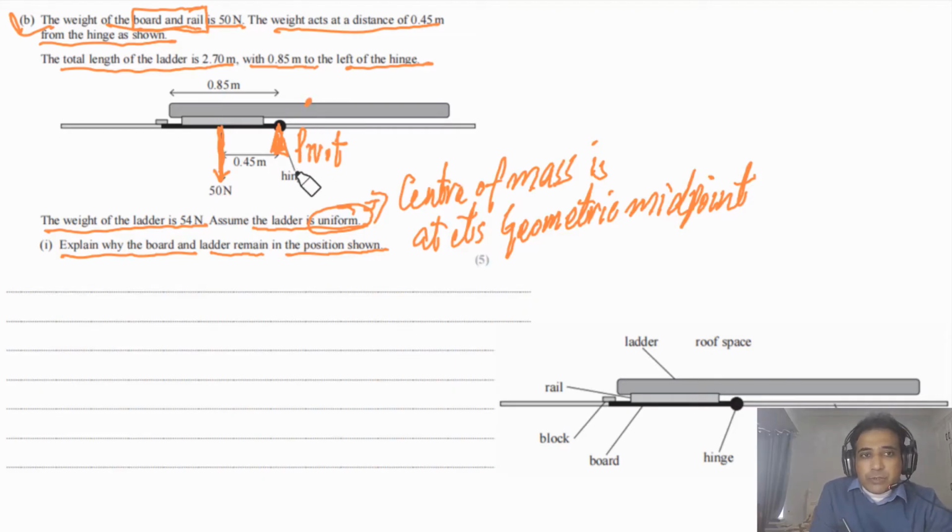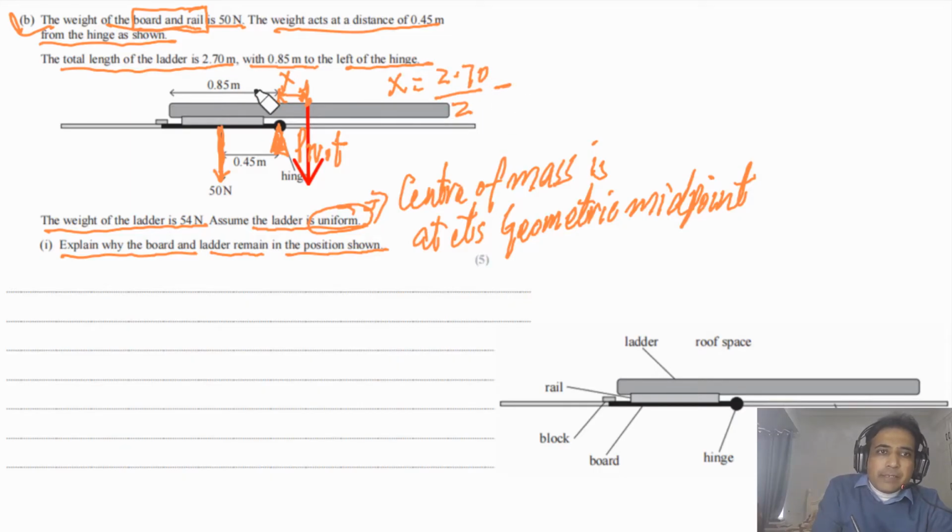So in this case, simply we need to find the moment. If we draw the arrow here, there is moment due to the weight of the ladder, so we can draw here, and this distance we need to find out, the distance between the center of mass of the ladder and the pivot. Let's say this distance is x, so x will be equal to 2.70 divided by 2 minus this distance. So this is 0.85, means 2.70 divided by 2 means we got this midpoint.